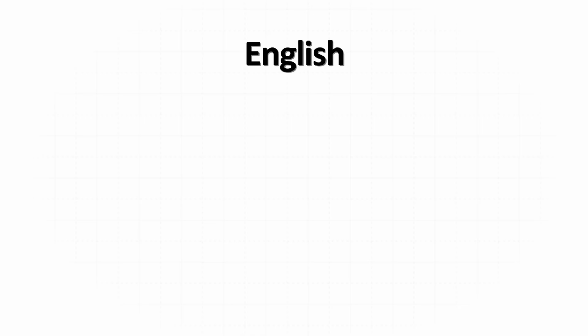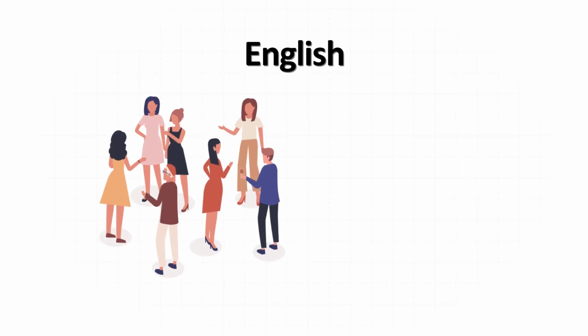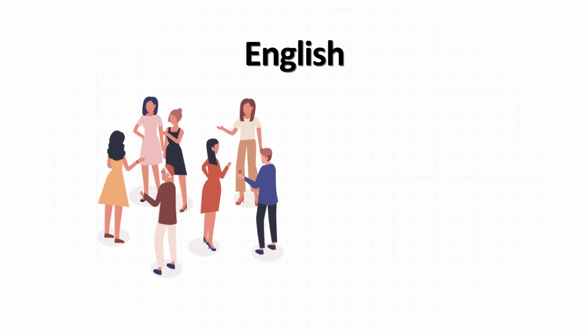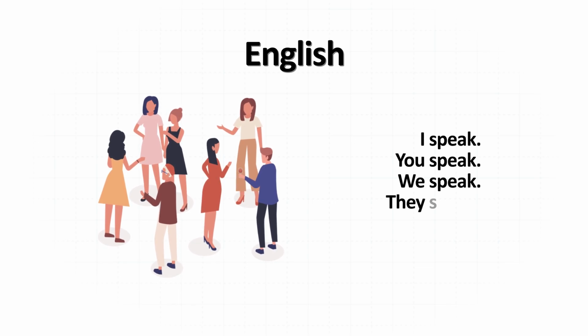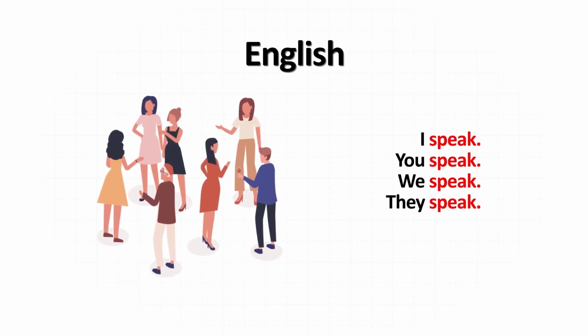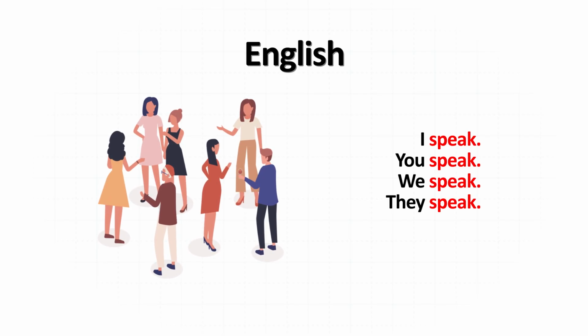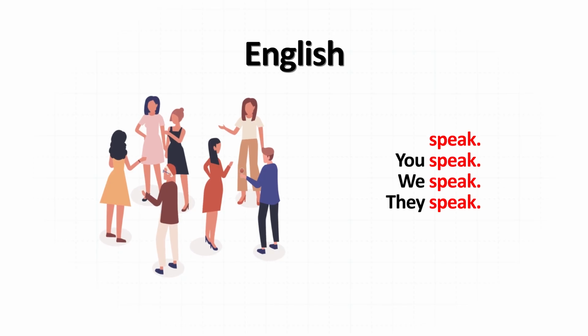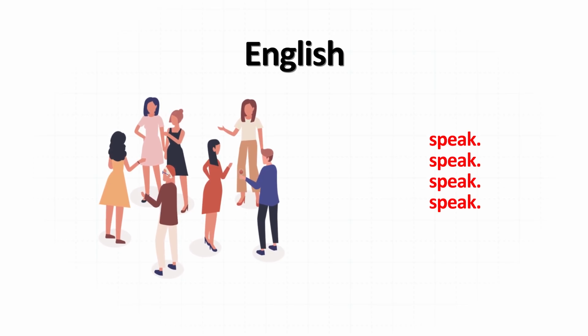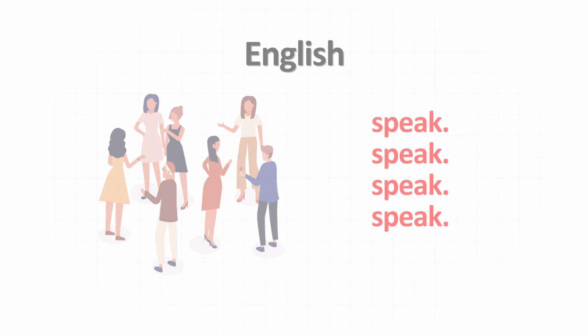Here's the key difference between English and Spanish. In English, our verb forms mostly look the same no matter who's doing the action. I speak, you speak, we speak, they speak. The word speak doesn't change. That means we absolutely need the pronoun to know who's speaking. Without I or you or they, the sentence makes no sense.